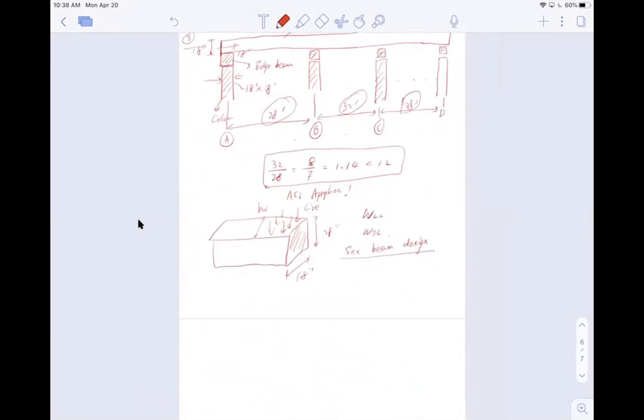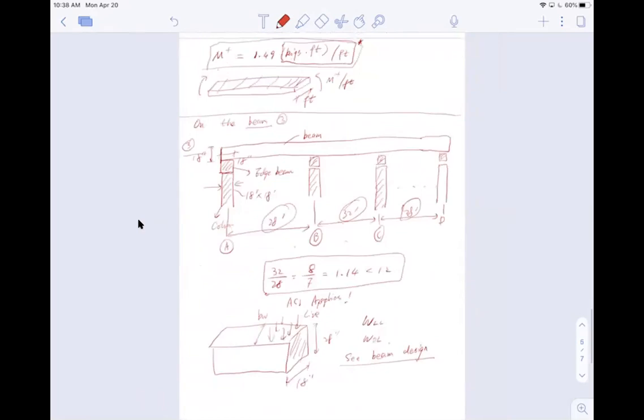For the beam, is there a slab on top of the beam? Yes, indeed. This is the beam, and this is another beam on the edge of the frame, and the slab is right on top of this.